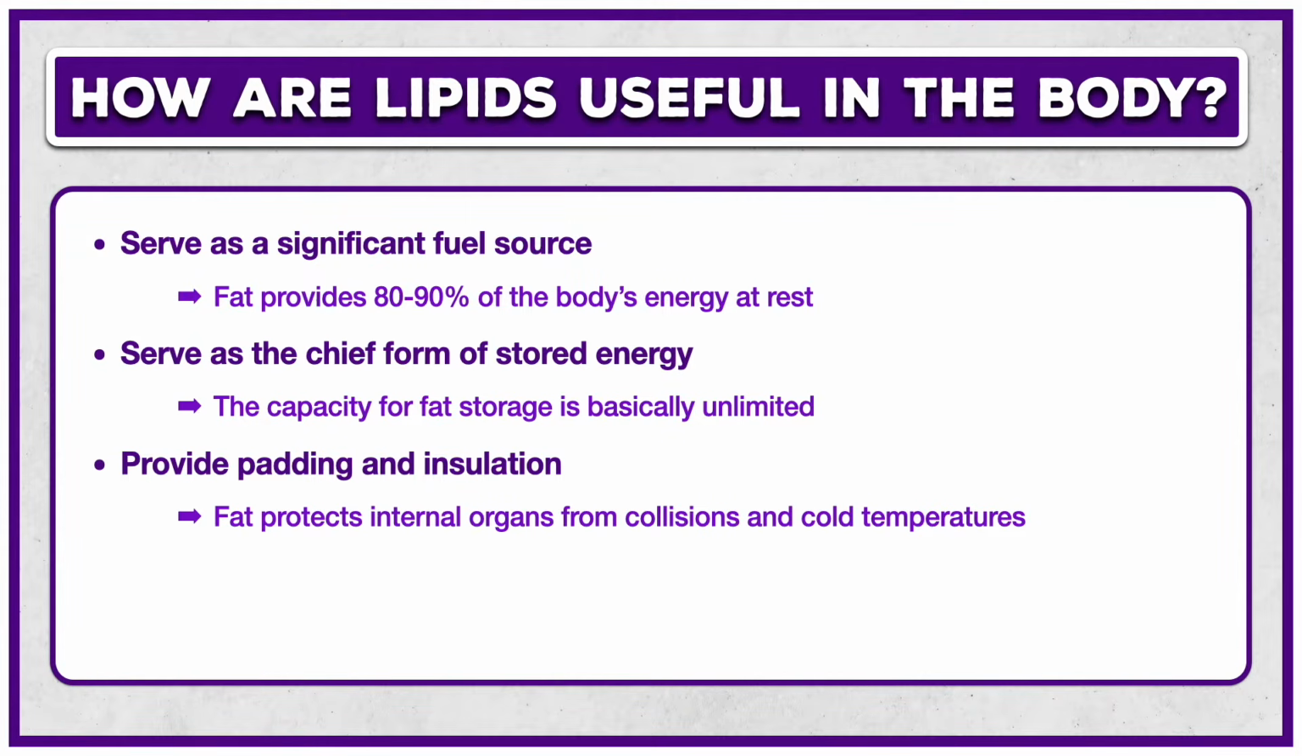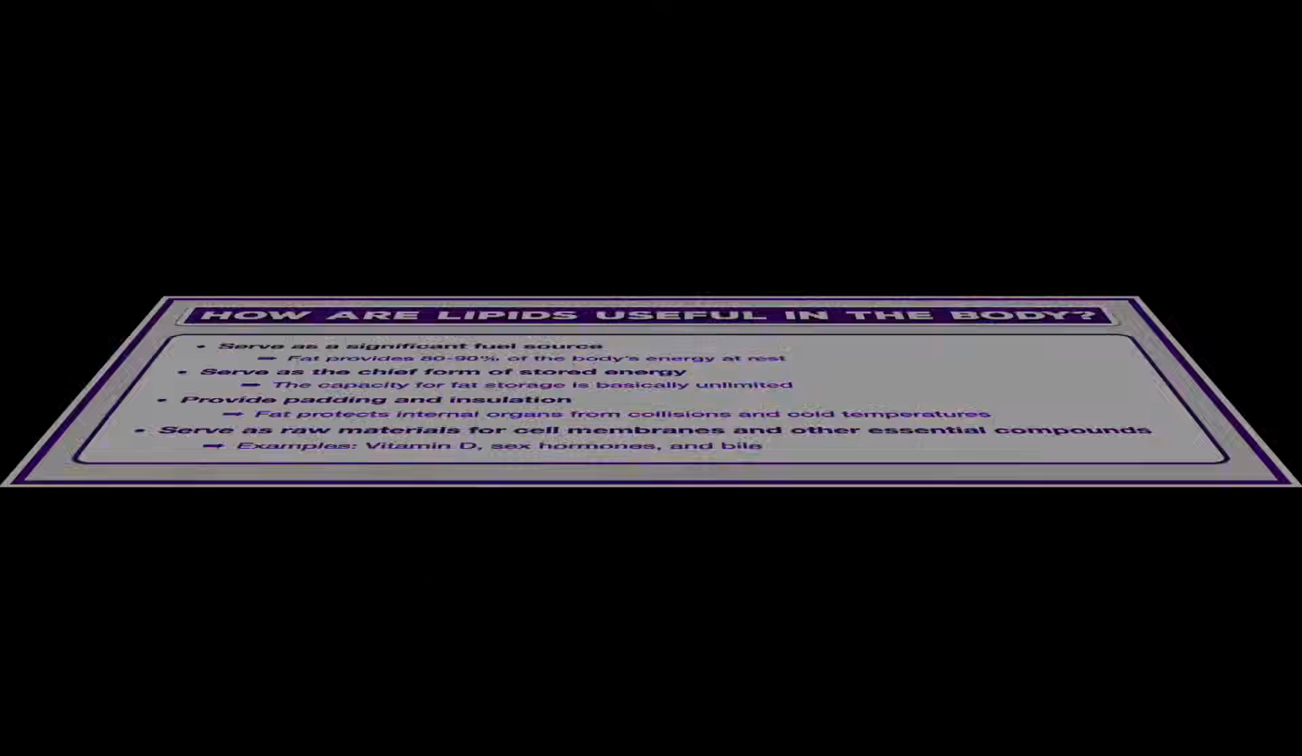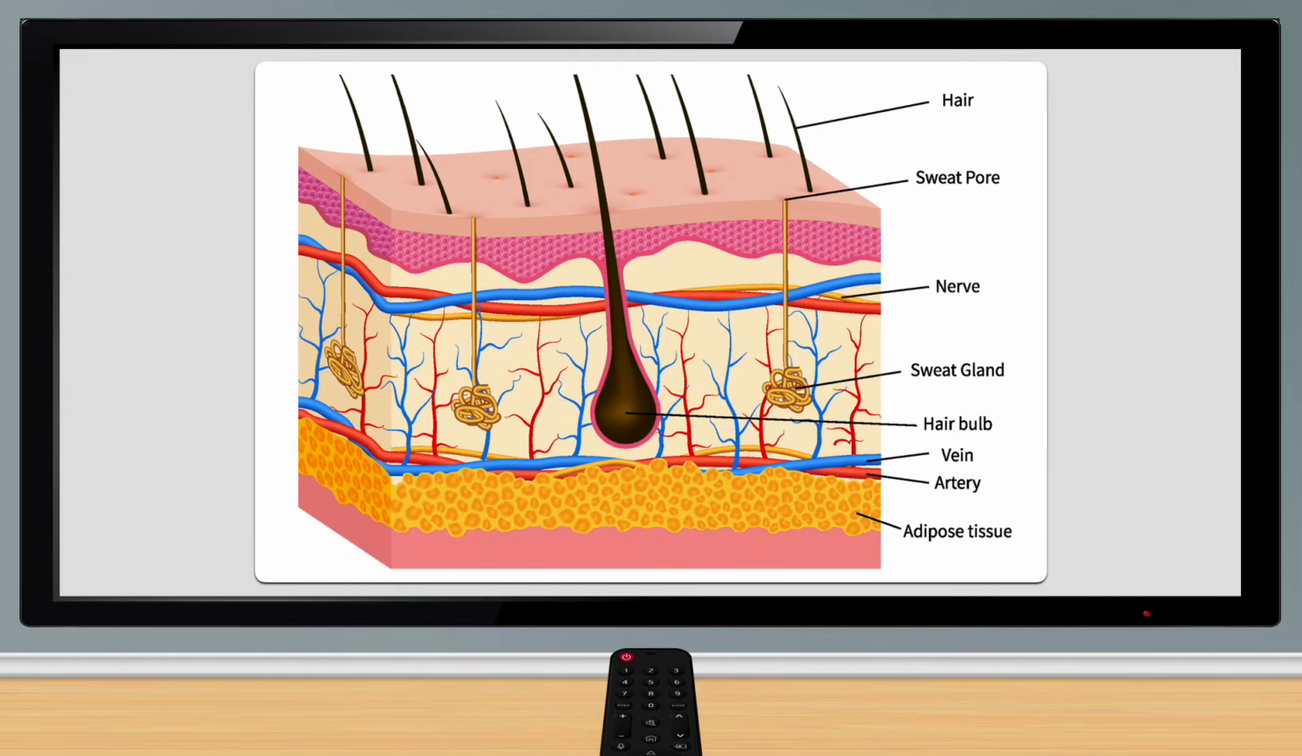Beyond serving as an energy source and form of stored energy, lipids provide padding and insulation. In fact, having some fat on the body, especially within the abdominal cavity, is necessary because fat protects internal organs from collisions and cold temperatures. Finally, lipids serve as raw materials for cell membranes and other essential compounds, including vitamin D, sex hormones, and bile. In other words, lipids form their basis, and without an adequate supply of them, the production of each one can suffer.